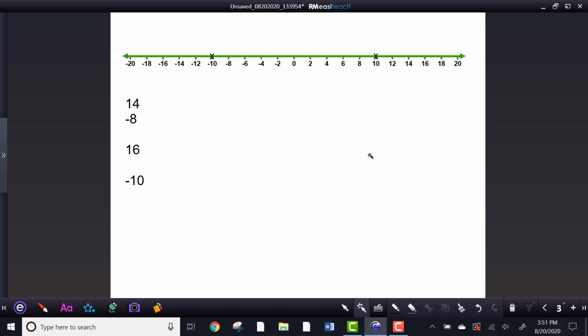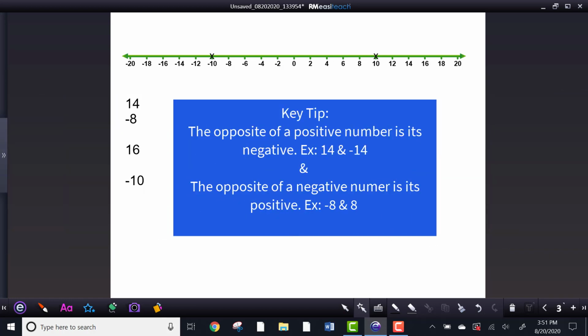So you can see a key tip for this is the opposite of a positive number is its negative number. So opposite of +14 is -14. The opposite of a negative number is its positive number. In other words, opposite of -8 would be +8.